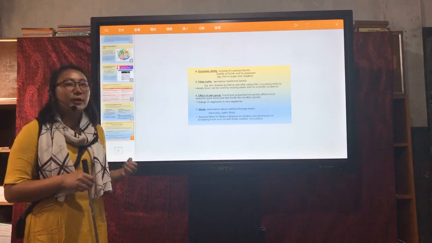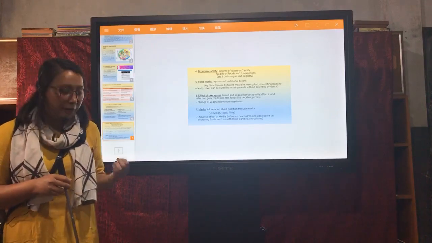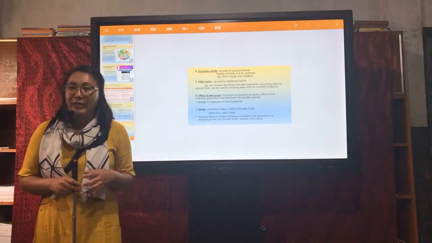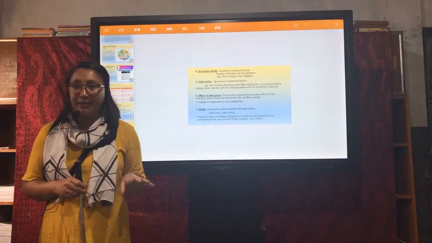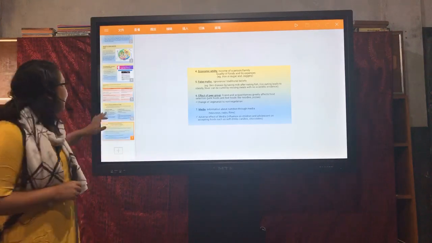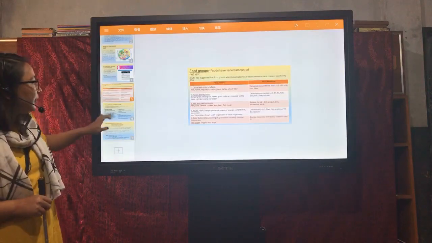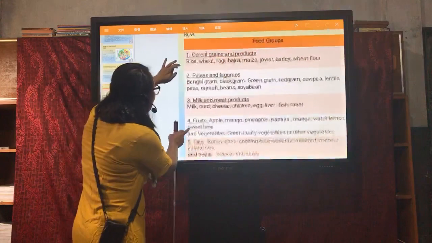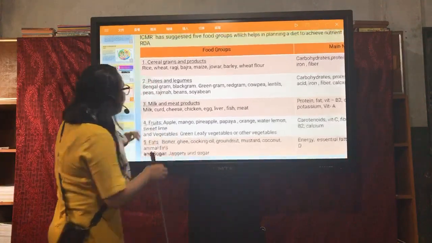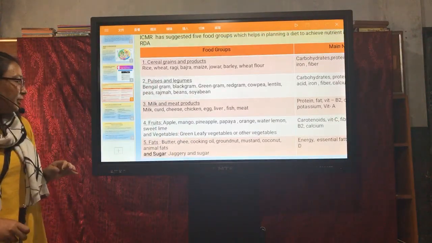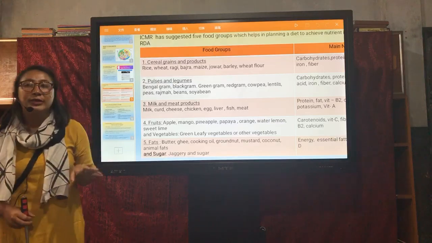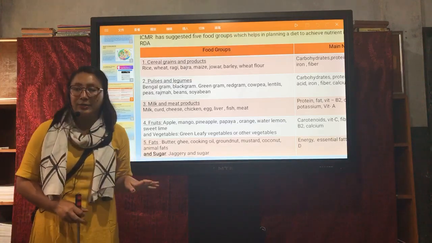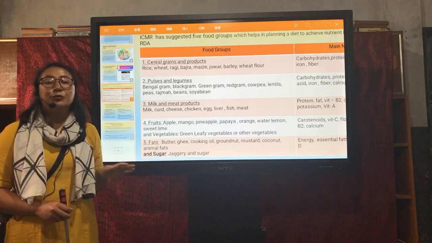So if we want to stay healthy and stay away from this COVID-19, we need to have a balanced diet, including all the 5 food groups. Those 5 food groups are, I'll just repeat it, cereal, grains and products, pulses and legumes, milk and meat products, fruits and vegetables, fats and sugar. So if we consider all these 5 food group items in our daily meals, then we will be leading a healthy diet.